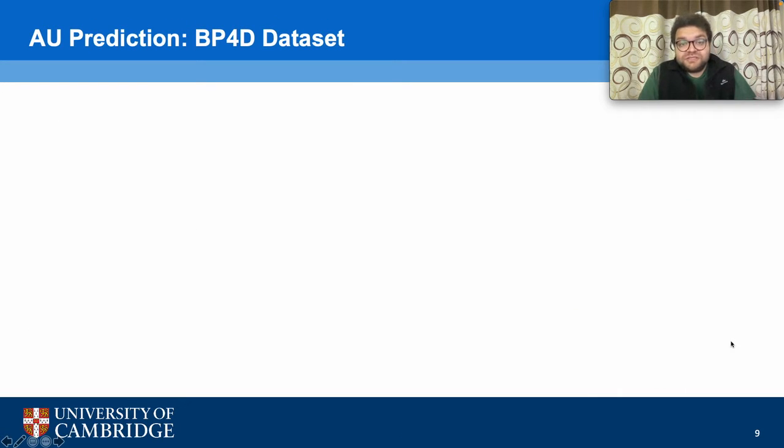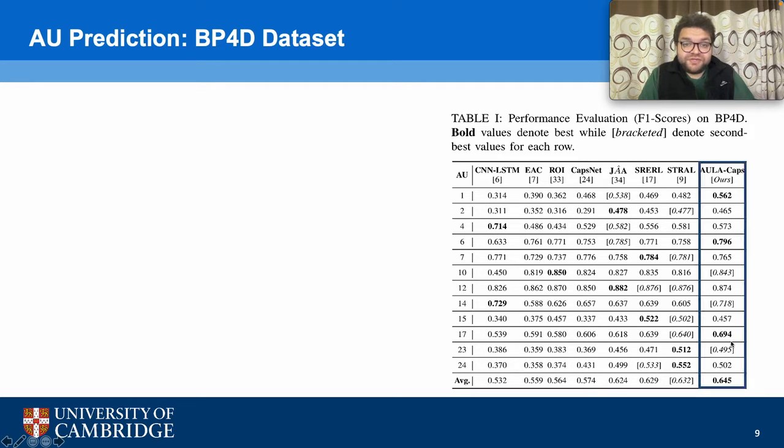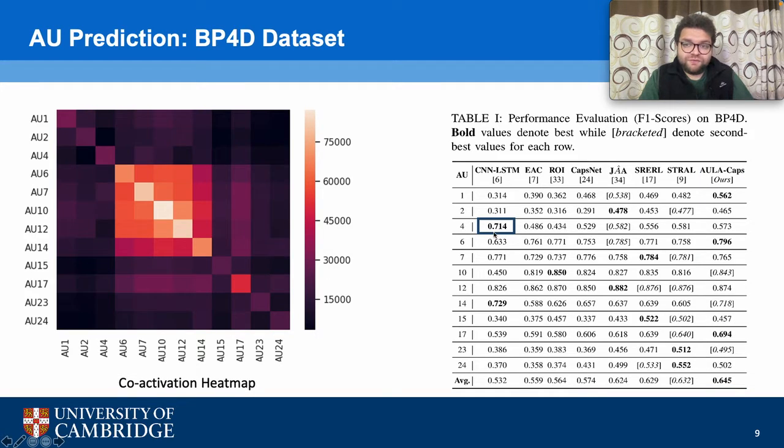When looking at the results, first for the BP4D dataset, we achieve state-of-the-art results, outperforming other recent approaches. However, for some action units, for example AU4, the CNN-LSTM model performs the best, while our approach does not perform that well. This could be due to the fact that the AU4 samples are much less in number compared to the other datasets, resulting in an imbalance in the distribution.